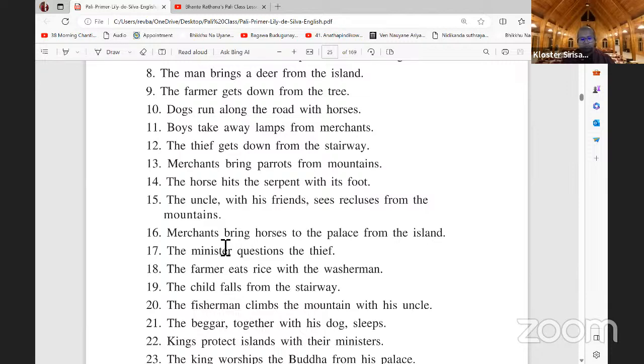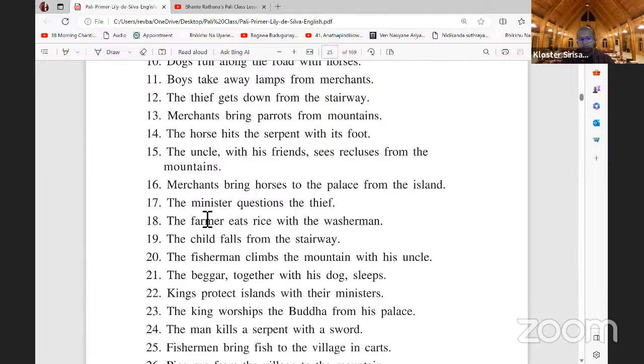Vanija. Okay, so number 17, very good. The minister questions the thief. Amacco choram pucchati. Very good.